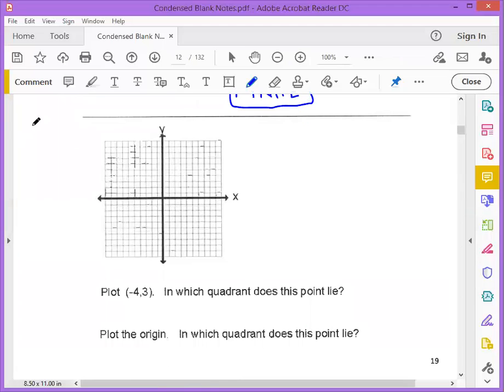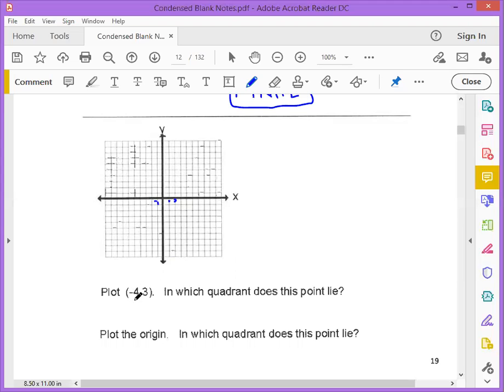In the next problem, we're asked to plot this point, (-4, 3), and we want to know in which quadrant this point lies. So here's our coordinate plane. Let's imagine that each of these spaces is one space between lines. So 1, 2, 3, 4, 5, 6 on the x coordinate. And then when we move to the left, we'll have -1, -2.